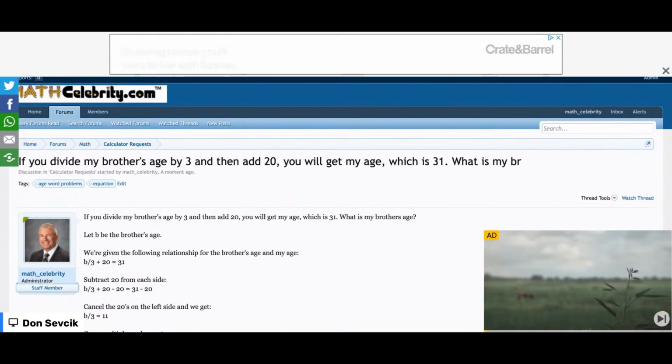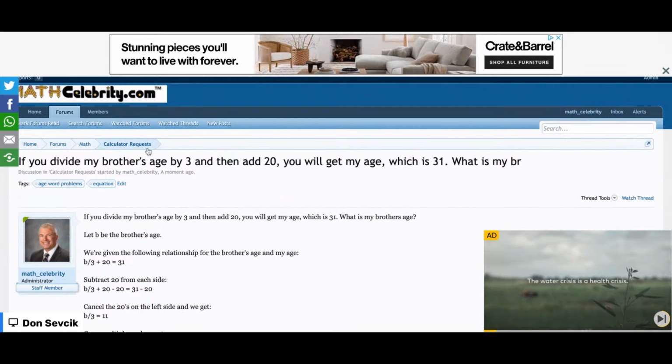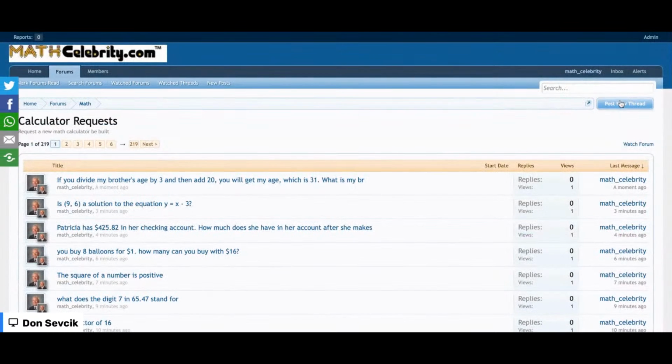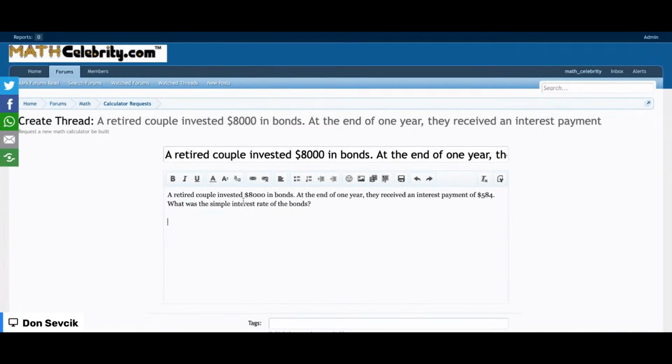Okay. So here's a finance one. We've been doing heavy algebra, so let's do a little finance. A retired couple invested $8,000 in bonds. At the end of 1 year, they received an interest payment of $584. What was the simple interest rate of the bonds?